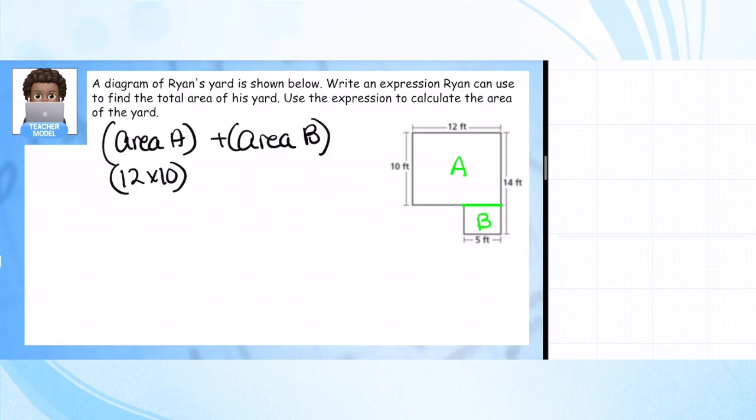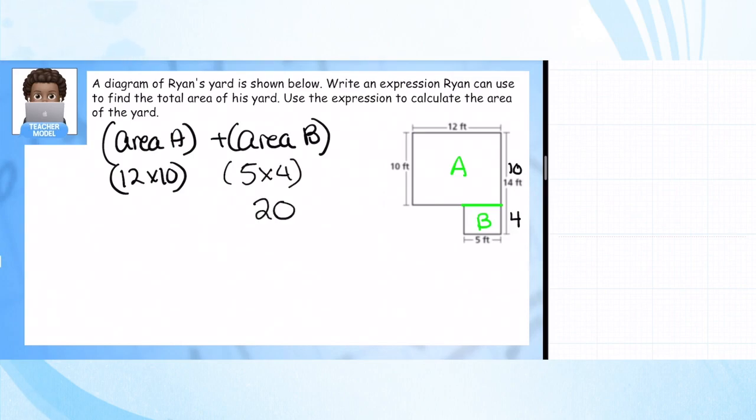And now for this little part B, I know this part from here to here is 5, but I need this dimension. So I'm going to use my opposites to help me. From here to here, I know that part is 10. So I know this part has to be 4. Why? Because together they make 14. So my area is 5 times 4.